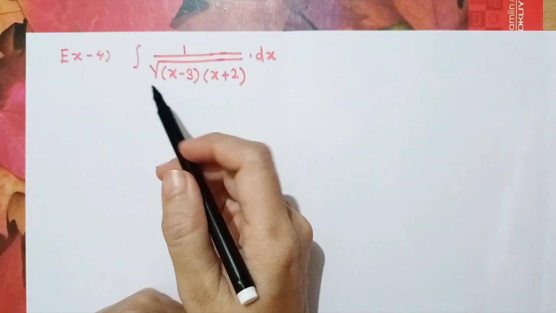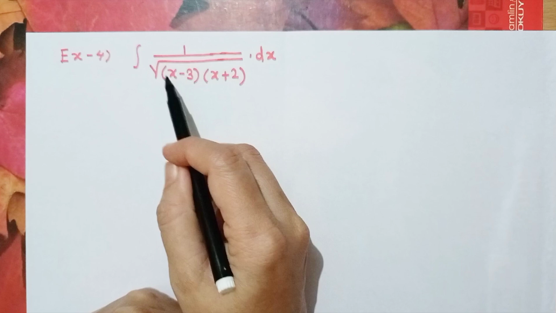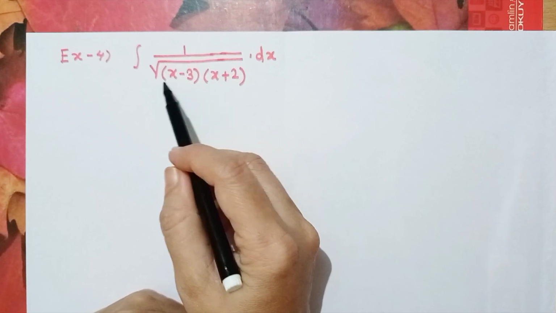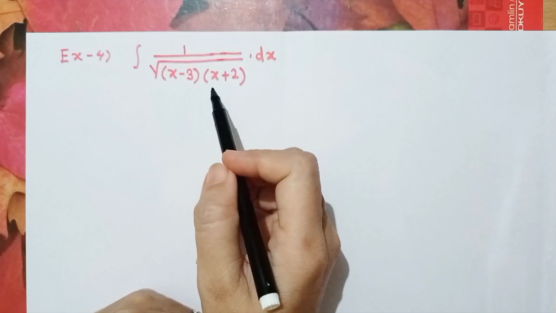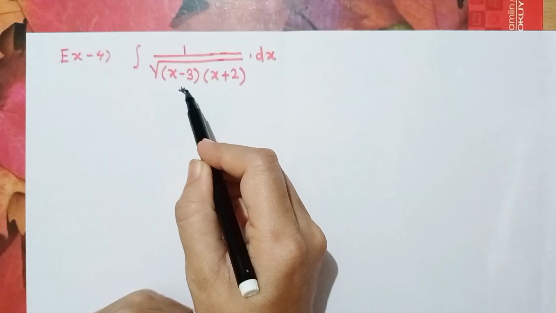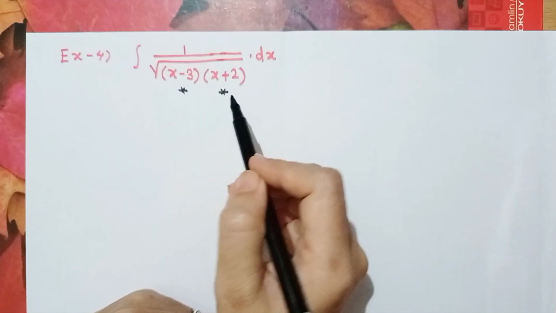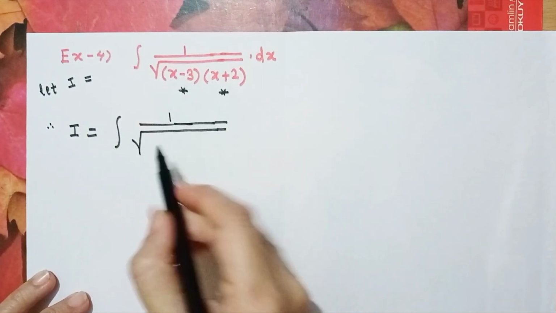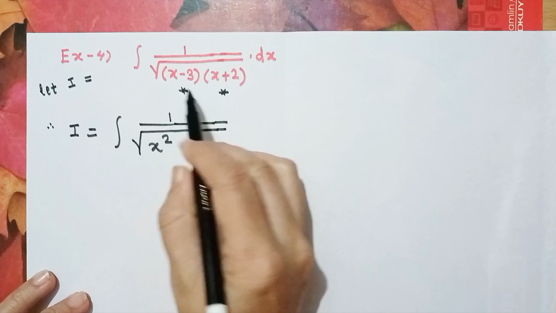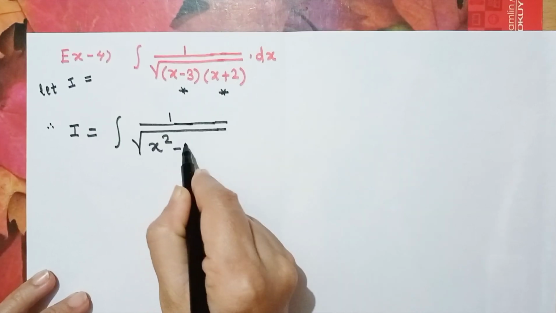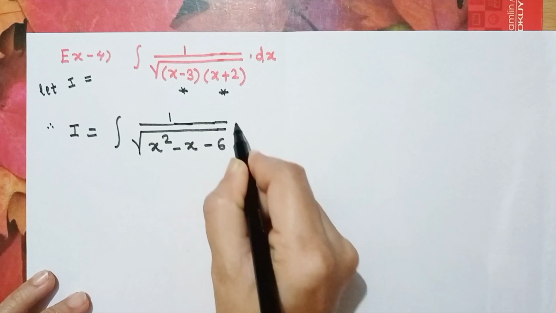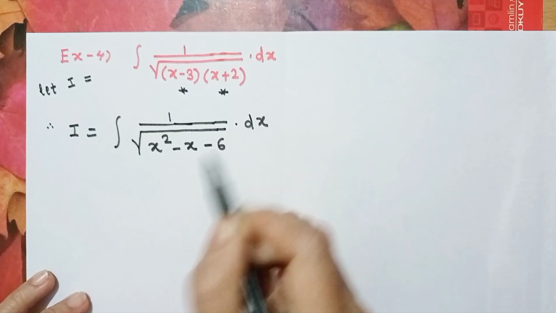This is our fourth example. Now check the denominator. This is not in the standard form, that means ax square plus bx plus c. So we will multiply these two brackets as x into x, x square, minus 3 plus 2 means minus x, and minus 3 2s are minus 6, and here we will write dx.